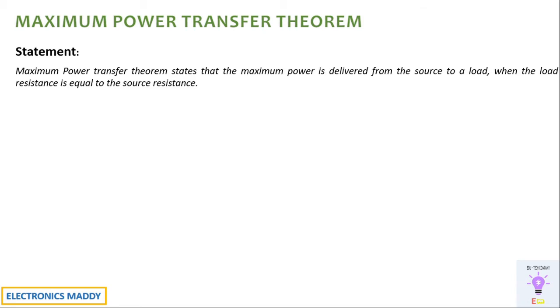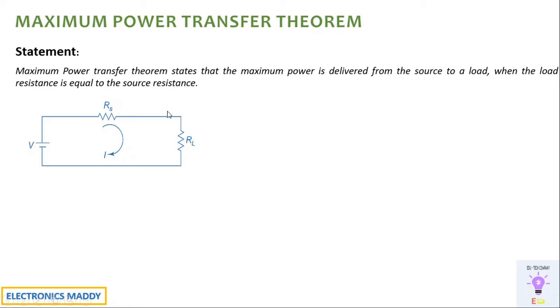The statement is pretty simple. The maximum power transfer theorem states that maximum power is delivered from the source to the load when the load resistance is equal to the source resistance. What does that mean? If you have a network or a circuit, maximum power is said to be transferred from the source V to the load if the load resistance RL is equal to the source resistance RS.